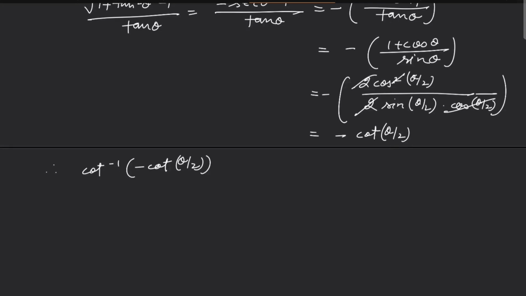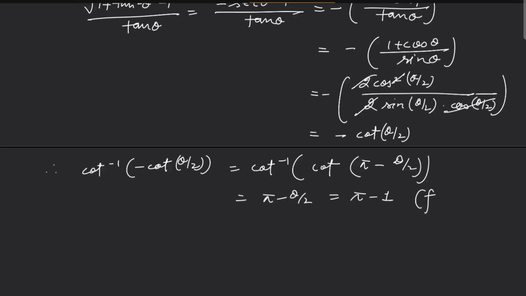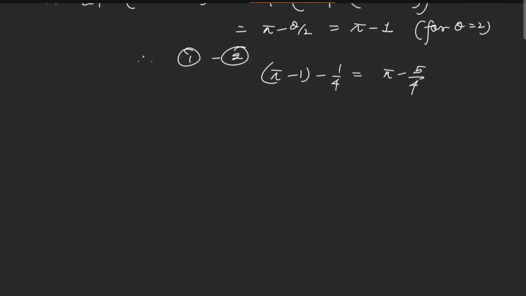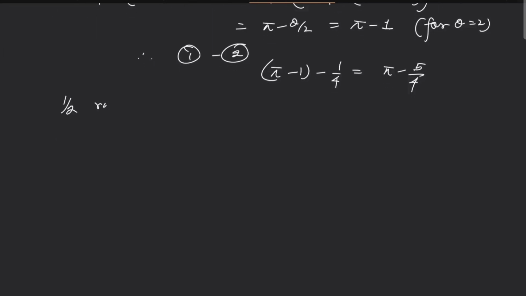So cot inverse of minus cot theta by 2 can be written as cot inverse of cot of pi minus theta by 2. Minus cot theta by 2 can be written as cot of pi minus theta by 2. So this will give you pi minus theta by 2, pi minus 1. Now if you subtract second from first, pi minus 1 minus 1 by 4, it is pi minus 5 by 4. Okay, so the correct option is option B.